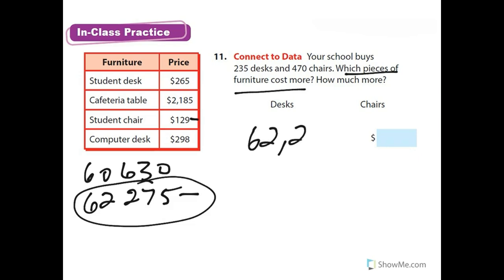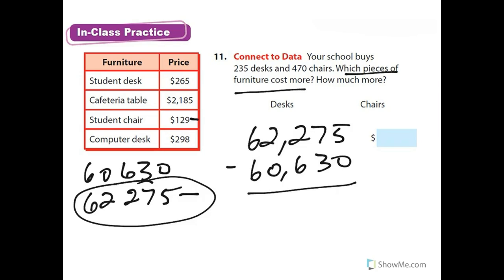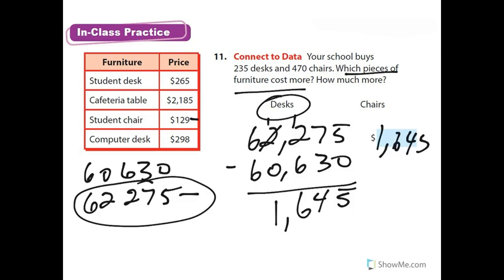So 62,275 minus 60,630. 5 minus 0 is 5. 7 minus 3 is 4. 2 minus 6, that's going to be 12, borrowing 1. 12 minus 6 is 6. 1 minus 0 is 1. So $1,645. So the desks cost more, and they cost $1,645 more.